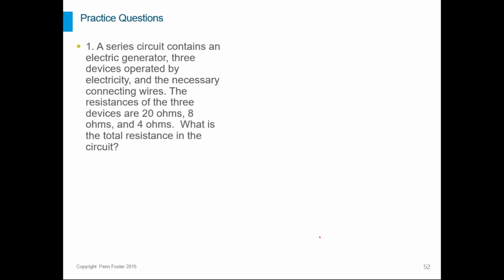So we've got some practice questions on series circuits. They're all kind of crammed into one slide because they go together. So we've got a series circuit that contains an electric generator and 3 devices operated by electricity in the wires. The 3 devices have 3 resistances: 20 ohms, 8 ohms, and 4 ohms. So what is the total resistance of the circuit? So remember, for series circuits, resistance is easy. You just add them all up. So we have 20 plus 8 plus 4, 32 ohms.